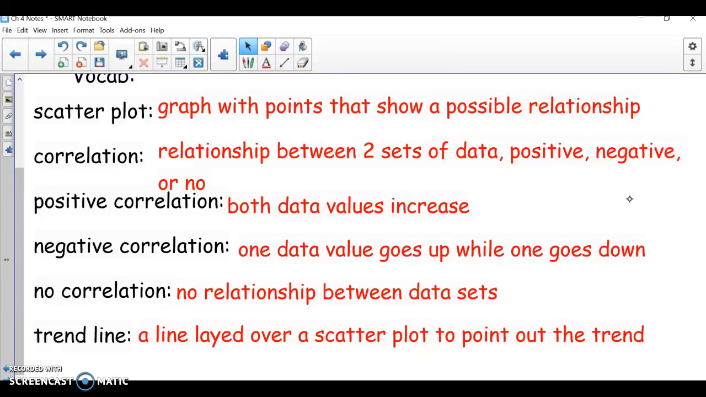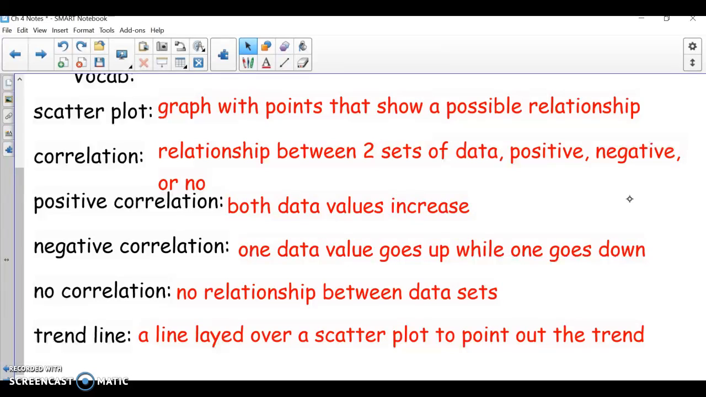A negative correlation could be the relationship between students' grades and the number of hours they play Fortnite. For example, if they're playing Fortnite for 30 hours a week, we would expect that their grade maybe is lower than if they're not playing Fortnite at all or only playing 5 hours a week. No correlation, just two data sets that are completely not related to each other, maybe the color of your eyes and your grade in algebra. Really shouldn't be a relationship there.